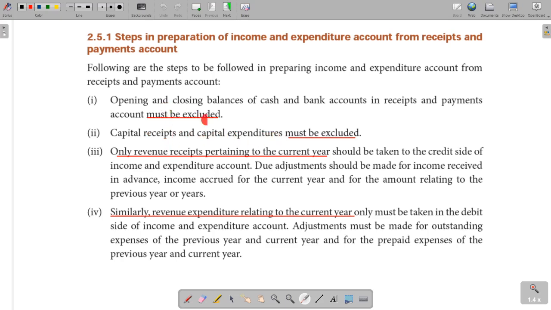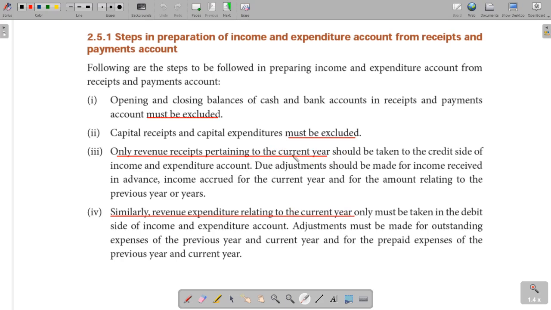Okay, if you exclude these two, then what should you include? Only revenue receipts and revenue expenditure. So include revenue receipts and revenue expenditure. If asked for which year, it is only the current year that you have to include.